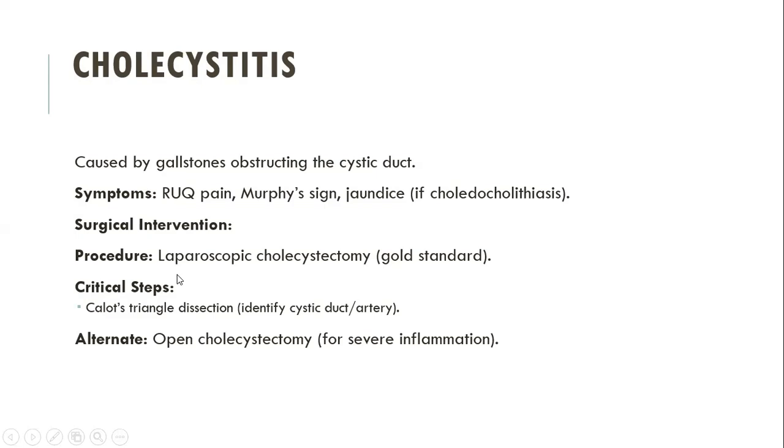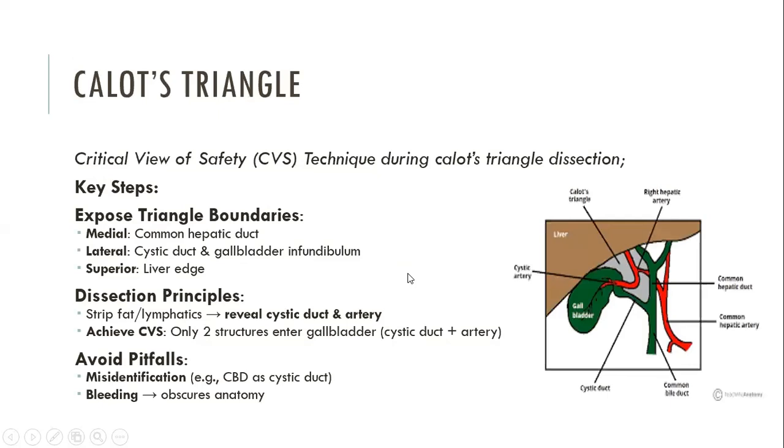So for cholecystitis, we do laparoscopic cholecystectomy, and the one most important critical step is Calot's triangle dissection. You have to identify the cystic duct and artery. We will be learning about Calot's triangle in the next slide. Alternatives for this cholecystitis can be open cholecystectomy for severe inflammation. Otherwise, laparoscopic cholecystectomy is the gold standard. Now, this is Calot's triangle. You have to preserve this, and you have to be very skilled to go through this Calot's triangle.